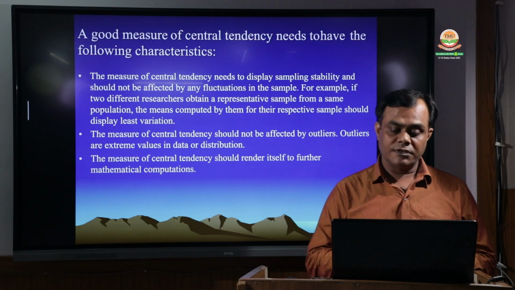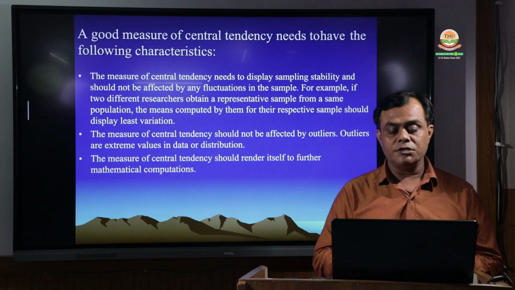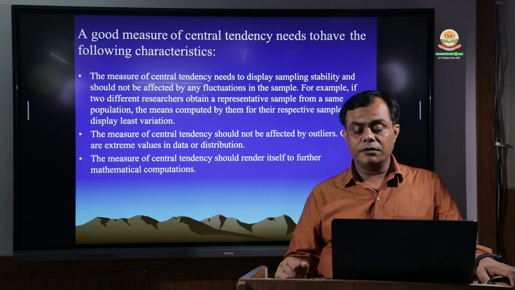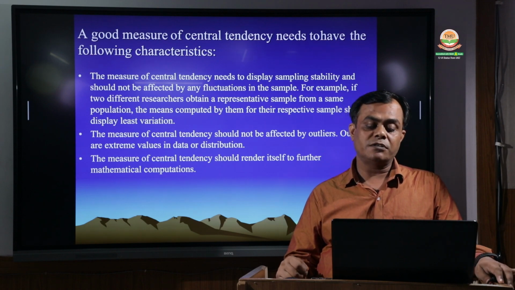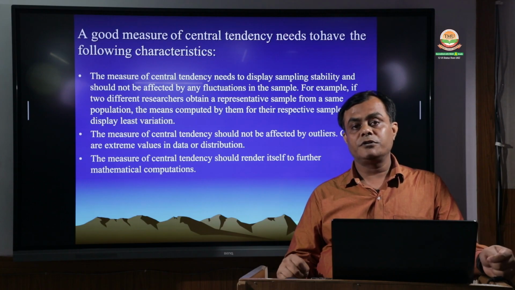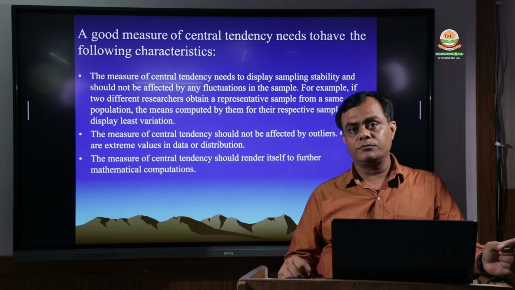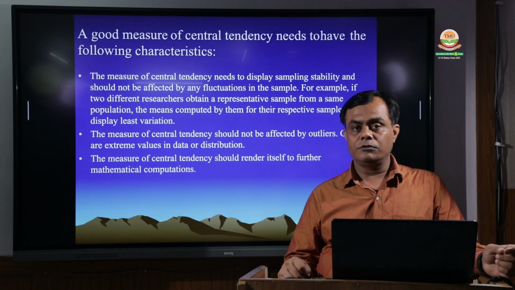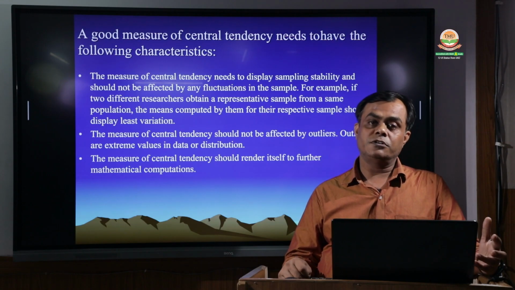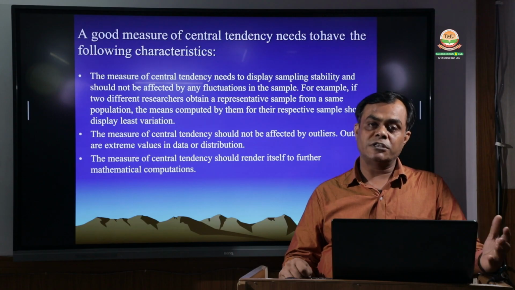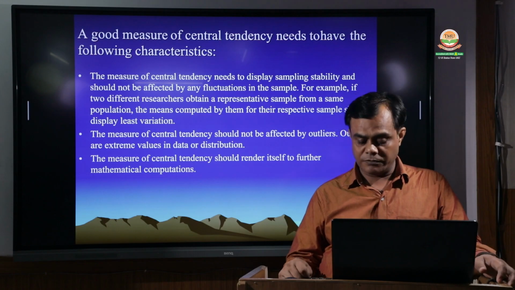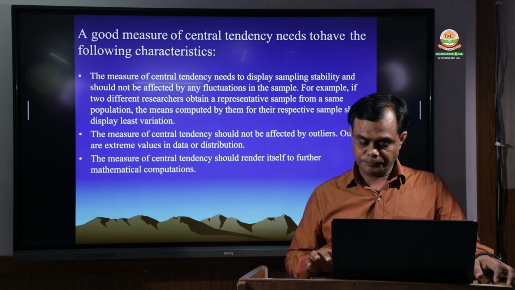The last one, but not the least, is that the measurement of central tendency should lend itself to further mathematical computation. Finally, we can say that the measurement of central tendency lends itself to further mathematical calculation, and we also use it for further mathematical calculation. So it is also valuable for further mathematical calculation.